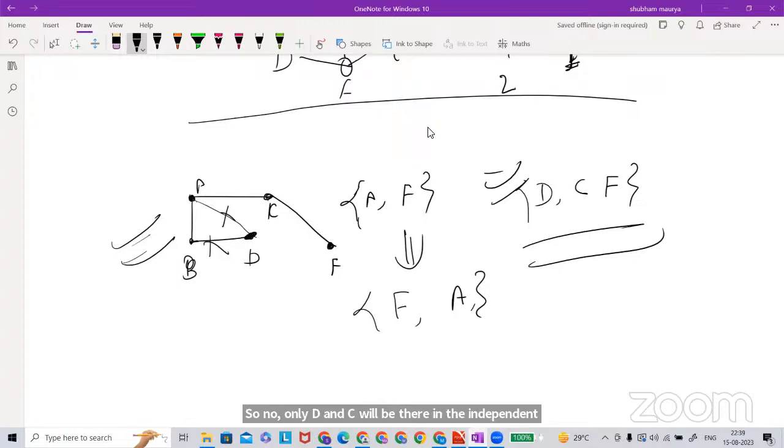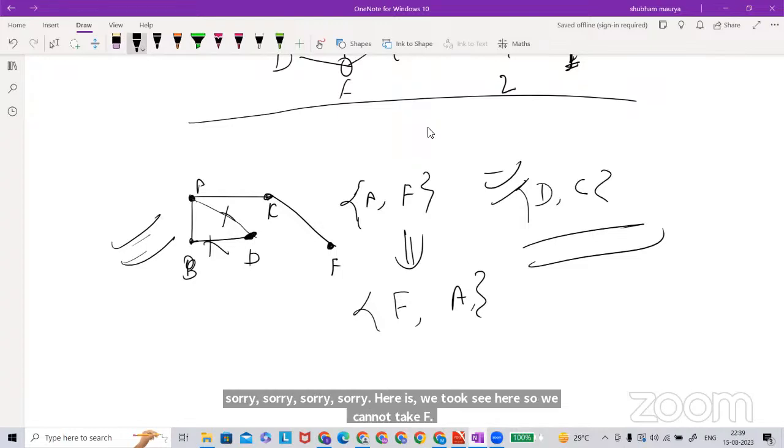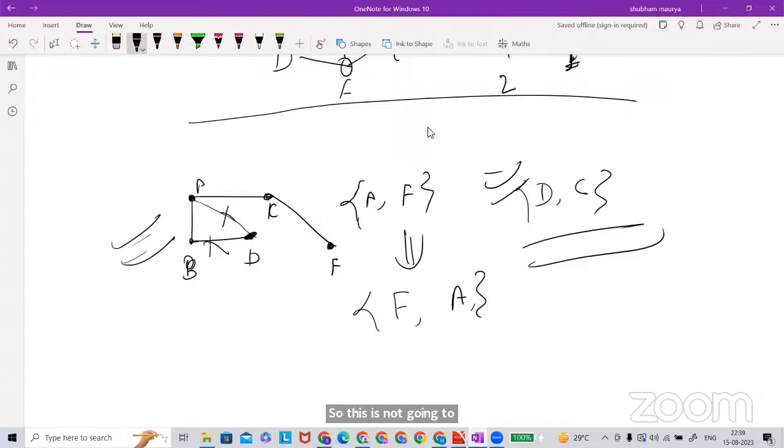How will F come? Sorry. Here we took C, so we cannot take F. So this is not going to be F here. Sorry. Yes, there is a mistake, because if I take F, then there will be edges possible. So I have to find such vertices. We have to find the set of such vertices so that no two are connected.